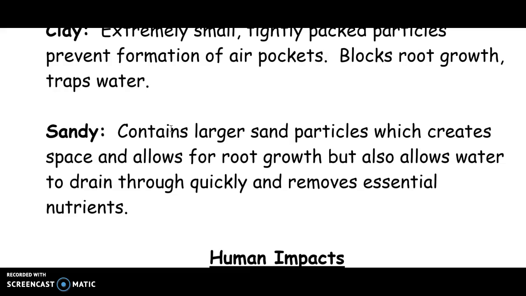But the problem here is that the water drains through very fast and very easily. So the nutrients and the water doesn't stay put. It kind of just gets washed away. So it doesn't really create optimal growth here.